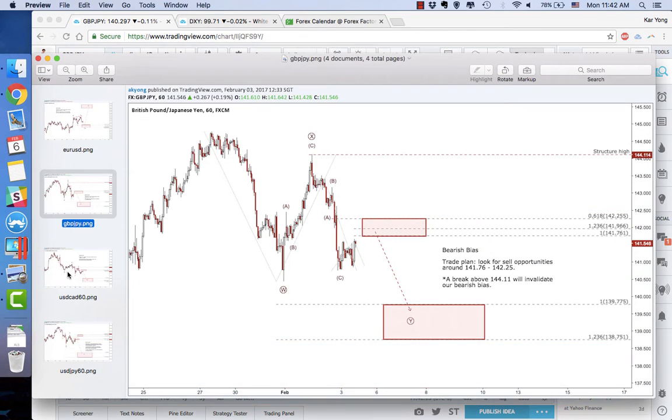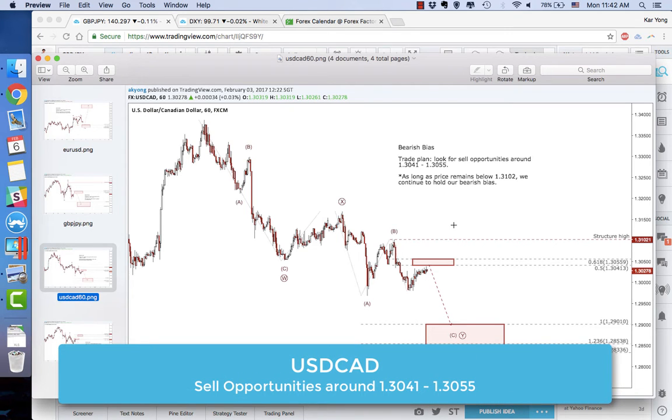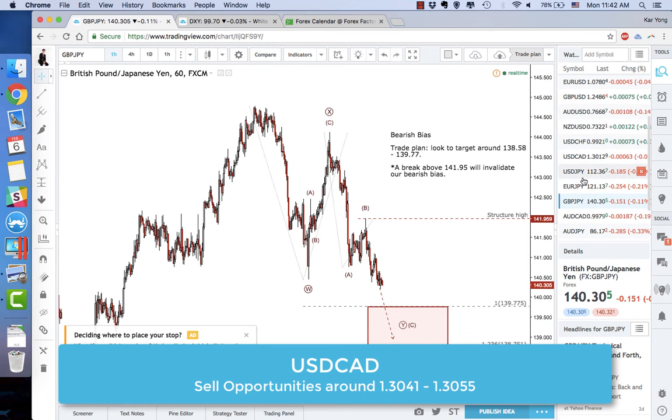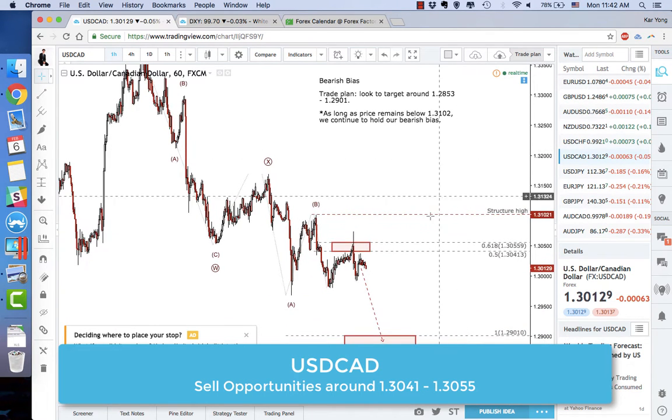And of course, in terms of dollar Canadian as well, we were looking to sell before the NFP came in, around 1.034 to 1.0355. We sold it around 1.0355. To update you, we are not deeply in profit right now, but it's up close to 30 pips. We already have shifted our stop loss on this pair as well, looking for price to move lower.